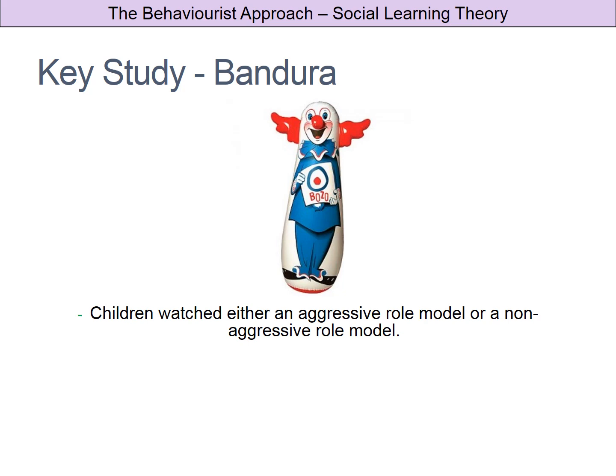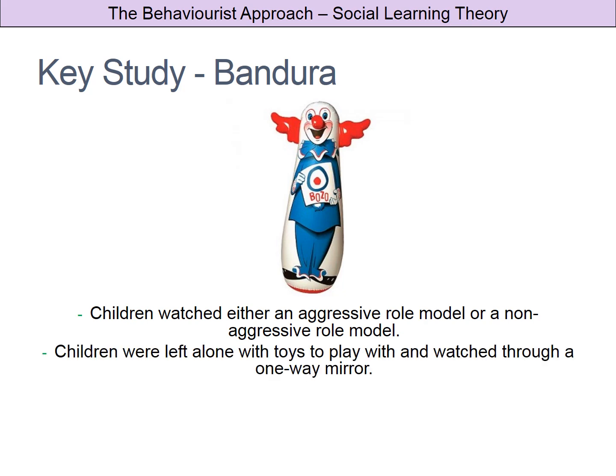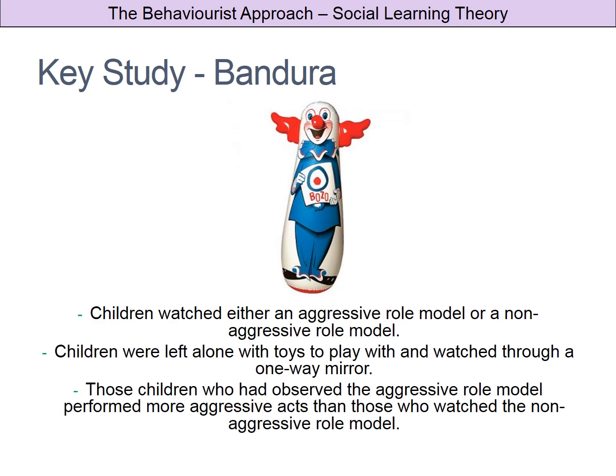Now, he then took them into a second room. There were a series of toys that they could play with there, including a Bobo doll, and he observed them through a one-way mirror to watch how they would play. And what he found was that those children who had observed the aggressive role model performed more aggressive acts and similar acts to the role models they'd seen than those who watched the non-aggressive role model. He also noted that boys performed more aggressive acts than girls did.